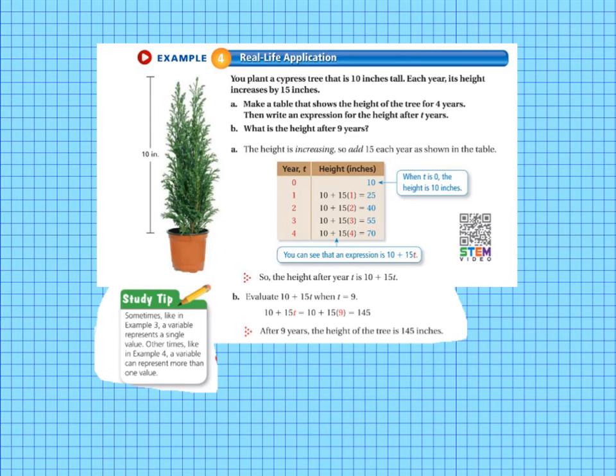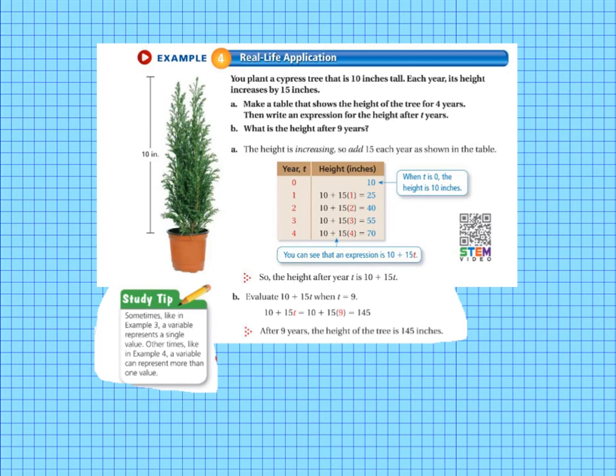Make a table that shows the height of the tree for 4 years. Then write an expression for the height after T years. What is the height after 9 years? The height is increasing, so you're adding 15 each year as shown on the table. When T, time, is 0, the height is 10 inches because it starts at 10 inches. And so it's always 10, and then it grows 15 inches.